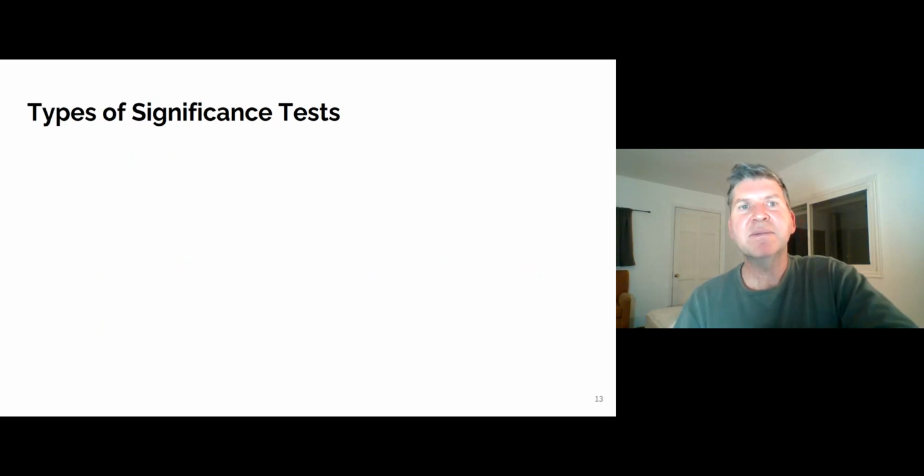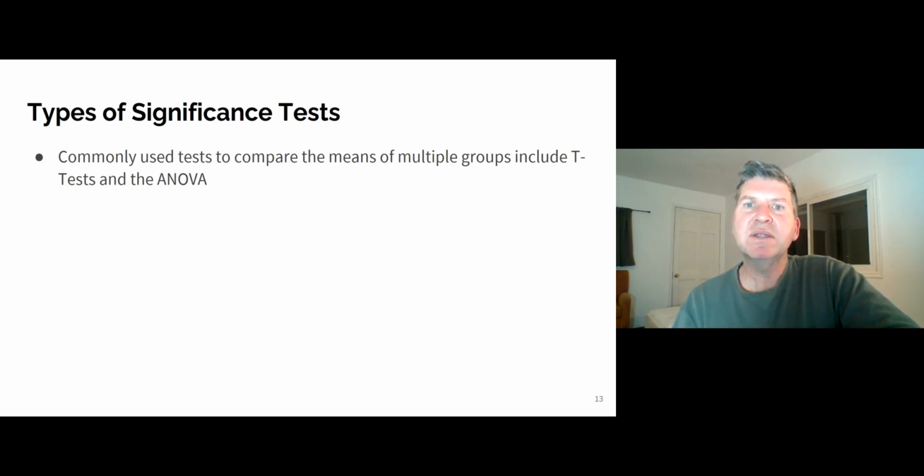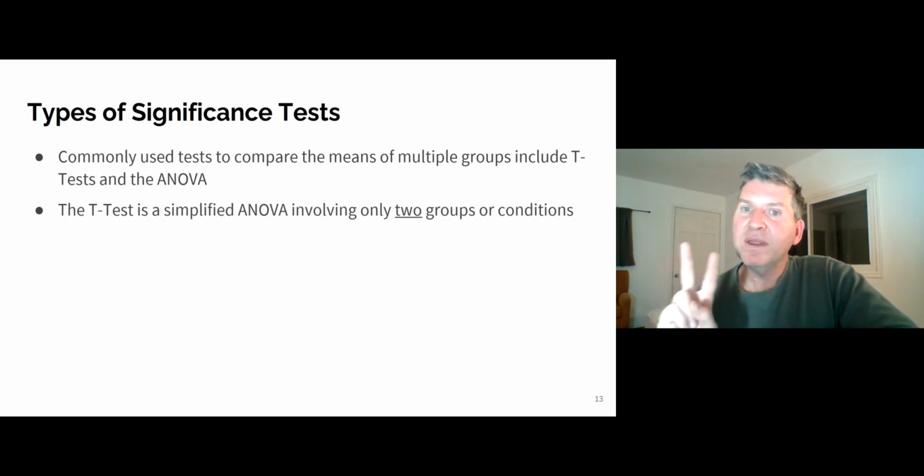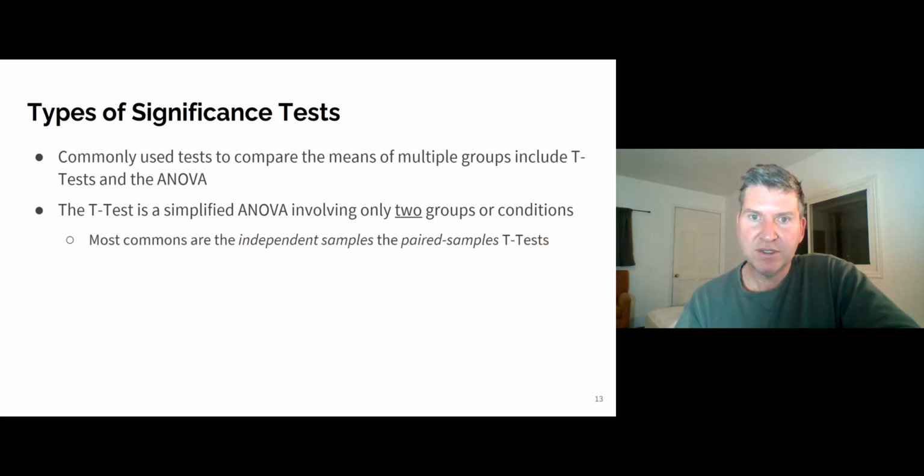So let's talk about some different types of significance tests. The most common ones that we use to test the means of multiple groups include t-tests and ANOVA, which is analysis of variance. The t-test is a simplified ANOVA and only involves 2 groups or conditions. So most common are the independent samples and the paired samples t-tests, which correlate well with the between groups and the within groups tests. And we'll see more about that in just a minute.